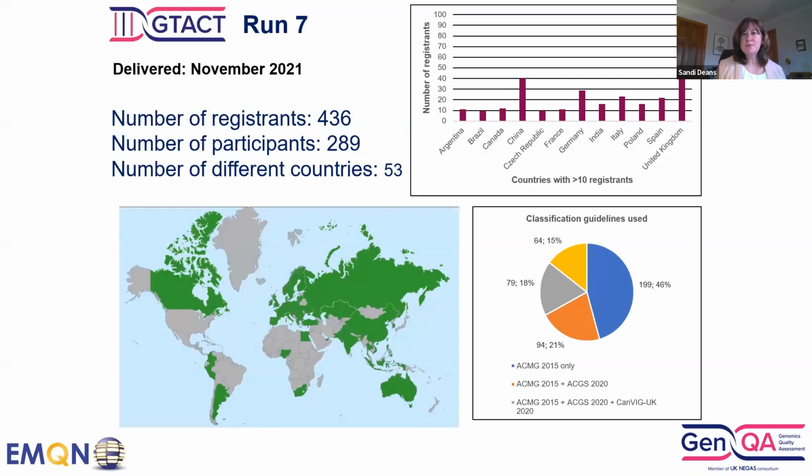This is a snapshot of some of the high-level data just of participants. You can see that we have had 436 people register. However, we still had 289 people participating, but we do see a drop between people registering and those who actually go into the system and complete the assessment. And I think we'd quite like to understand why we're getting that change in participation.